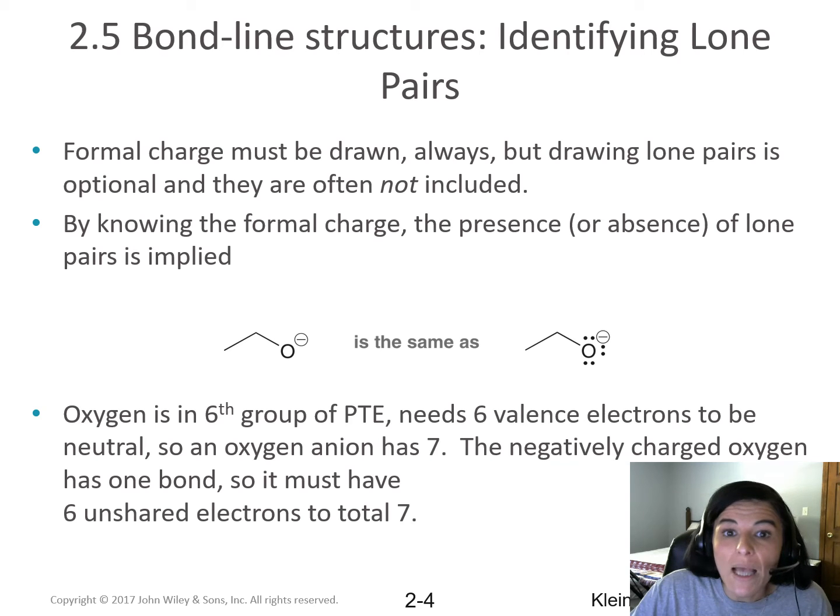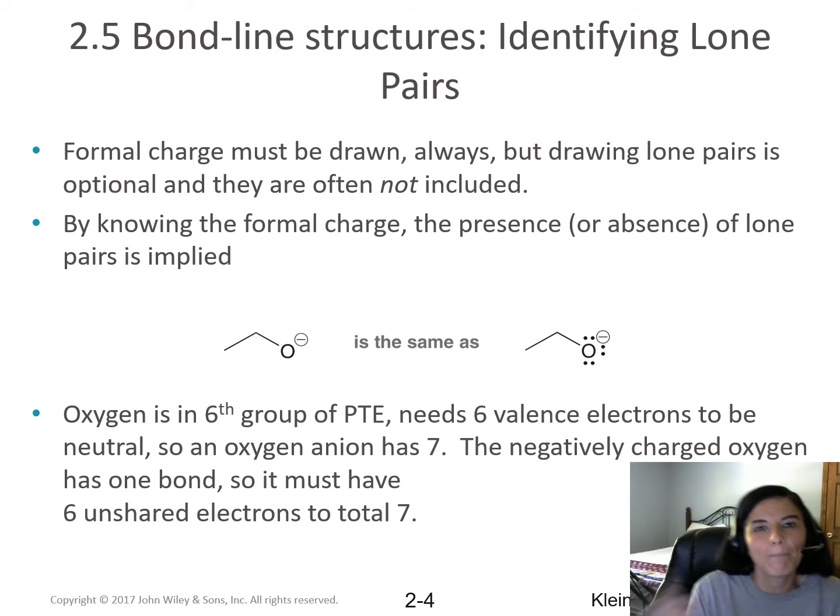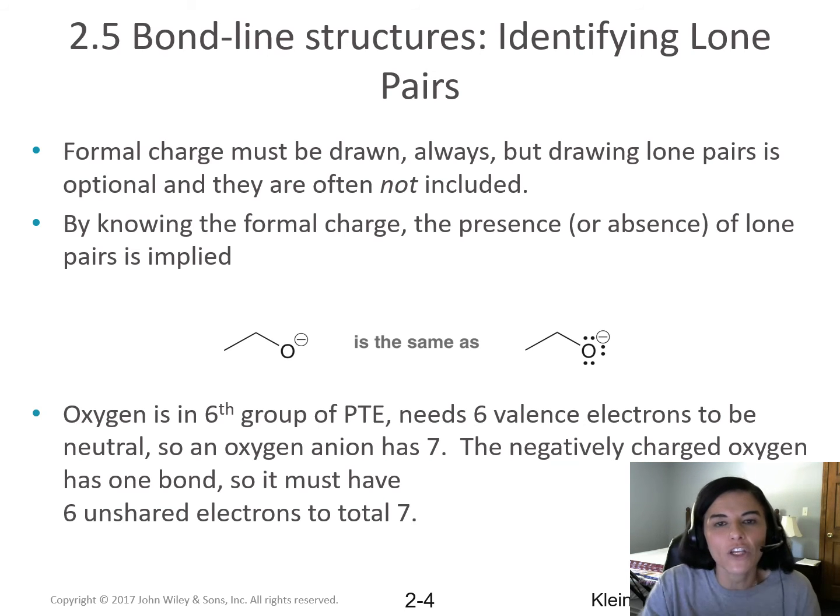Formal charges must be drawn always, but drawing lone pairs is optional and they are often not included in bond-line structures. This means you may need to be able to do the formal charge equation backwards in order to figure out how many lone pairs are on an atom. And again, we're going to do an example.